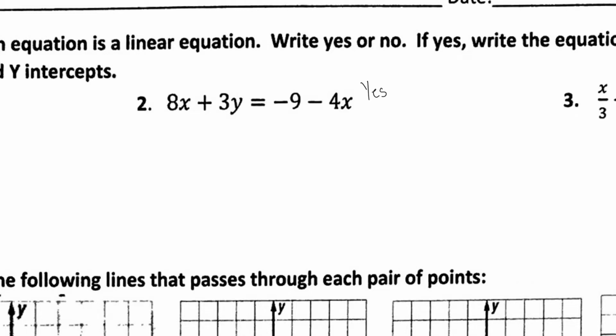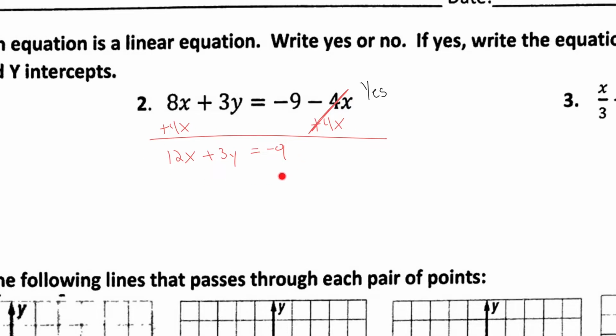So first, to find those x and y intercepts, let's get the standard form. I'm going to get this x to the other side so I can have the x and the y on the same side of the equation. So I am going to add 4x to both sides. When I do that, I'm going to get 12x plus 3y equals negative 9, and you can cross this one out. Notice that still the x and the y are not multiplying each other. There's a plus in the middle, and this is the standard form.